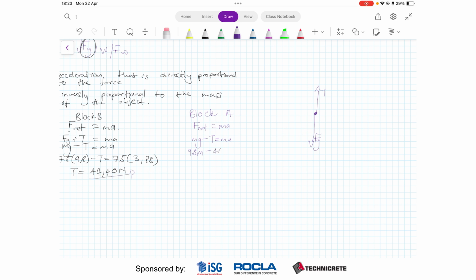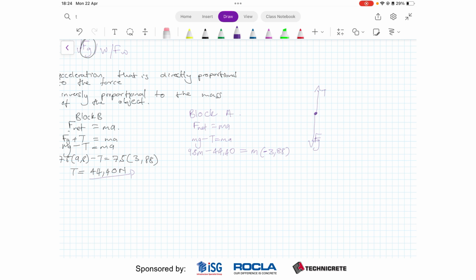So this is going to be 44.40, which is equal to m multiplied by minus 3.88 meters per second squared. Now, you may be asking yourself, why is the acceleration negative in this case? Remember that we chose down as positive because block B is moving downwards, and it's moving downwards at an acceleration of 3.88 meters per second squared.